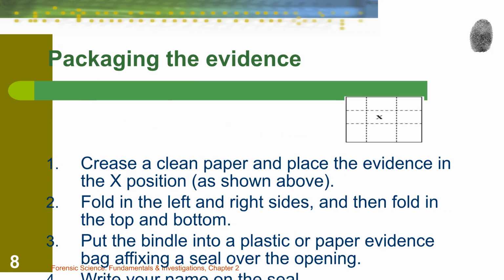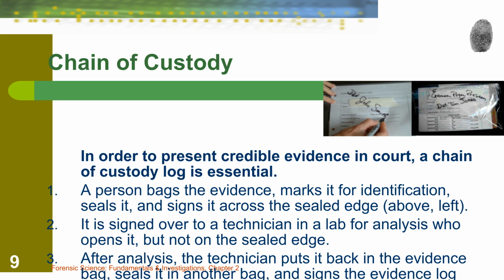Proper packaging of evidence involves creasing a clean paper to form a bindle and placing the evidence in the X position. The bindle is then sealed in an evidence bag, and your name is written on the seal. A chain of custody log is essential for credible evidence in court. This process tracks the evidence from collection to analysis and back, ensuring its integrity.